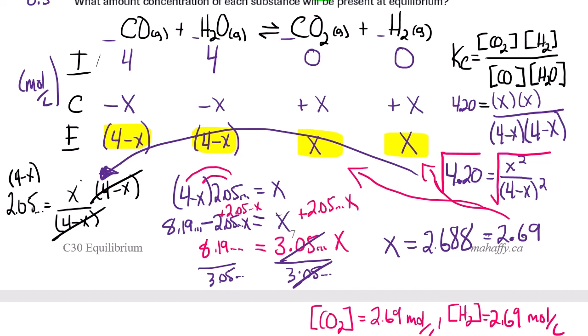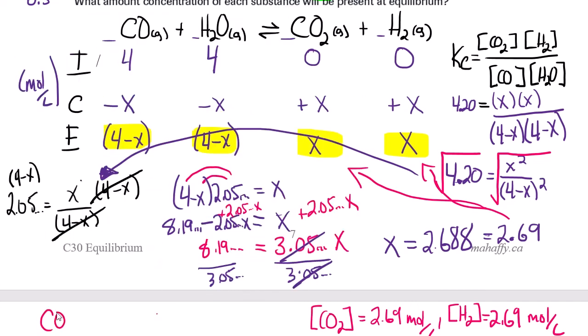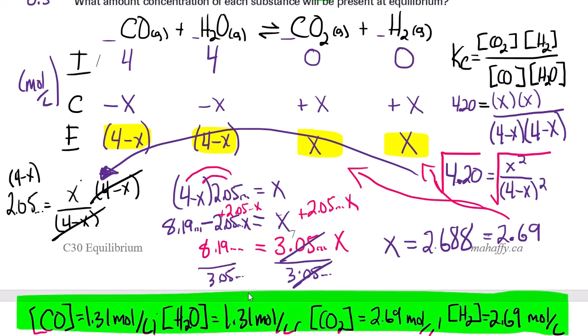So I need to take 4 minus my x value, which will give me 1.31 for my carbon monoxide, moles per liter. And for my water, the formula is the same, 1.31 moles per liter. And then these guys here are my final answer.